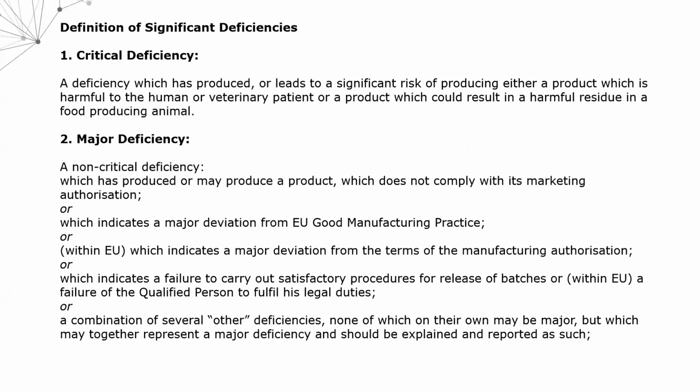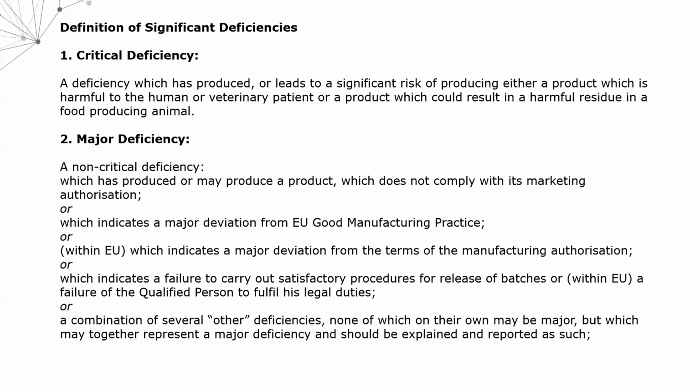So what is the definition of these deficiencies? So what is a critical deficiency? A deficiency which produces or leads to significant risk of producing either a product which is harmful to the human or veterinary patient, or a product which could result in a harmful residue in a food-producing animal. This kind of observation is considered a critical deficiency.